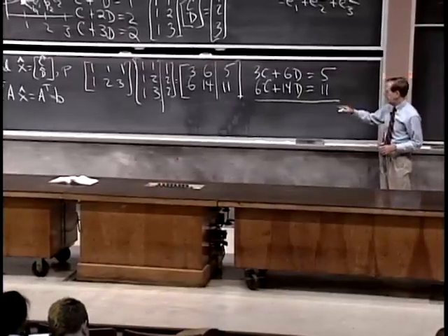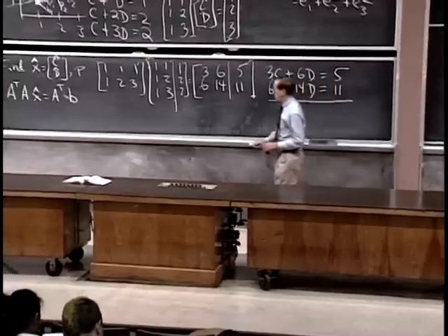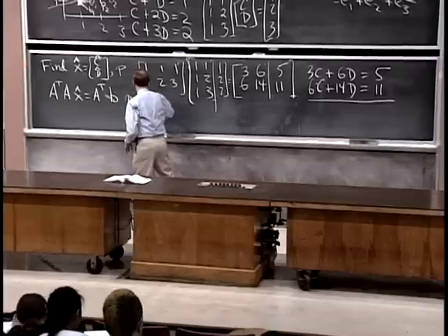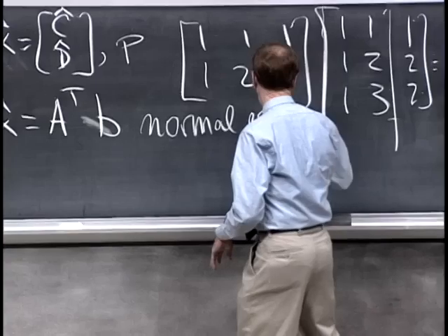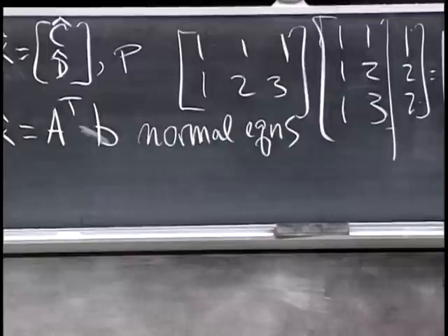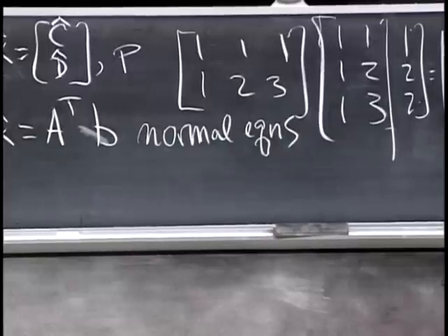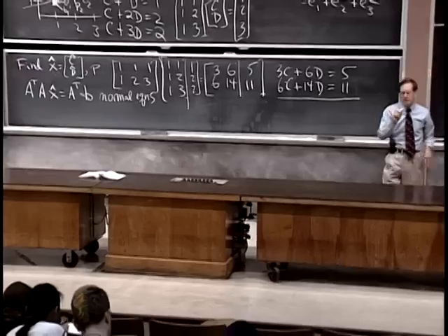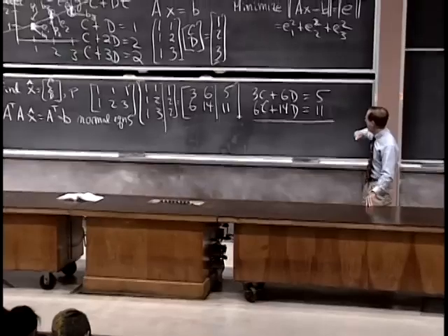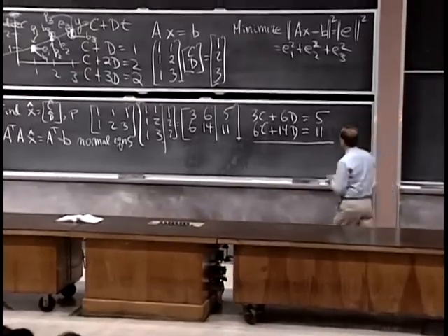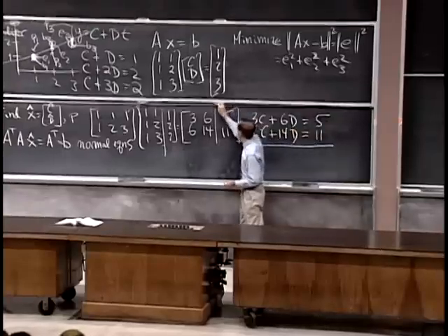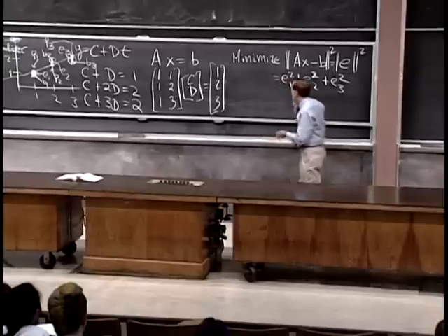They're called the normal equations. I'll just write that word down. So I solve that for C and D. Before I solve them, could I do one thing that's just above here? I'd like to find these equations from calculus. I'd like to find them from this minimizing thing.